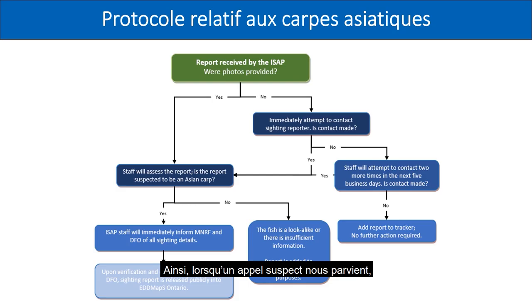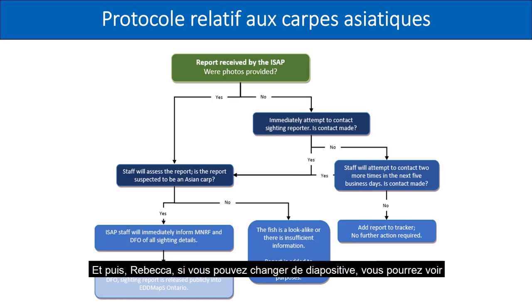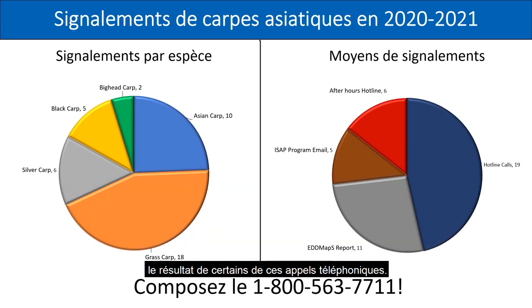So, following this flow chart, you can understand the line of thinking as to, okay, when do we contact partners? When do we not have to contact partners? And what are the next steps? So when we do have a suspicious call that comes in, that information is collated, it's then subsequently passed on to our partners. And then Rebecca, if you can change the slide, you can see the outcome of some of these phone calls.